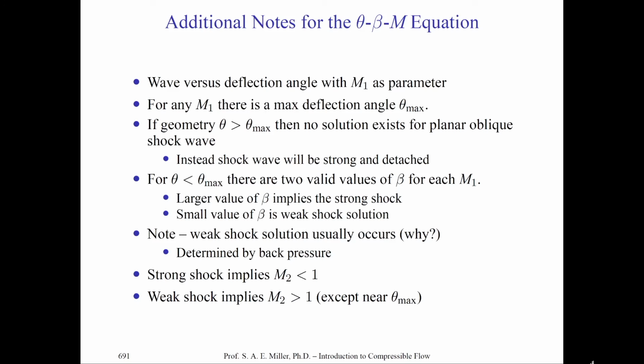Let's think about some additional notes from the theta-beta Mach number diagram. Remember, the wave deflection angle varies with M1 only as a parameter. For any incoming Mach number, there's a max deflection angle, which corresponds to the angle where there's a singular solution for beta. If the geometry, that is, theta, is greater than theta max, then no solution exists for the planar oblique shock wave, which you see in this problem. For example, for gamma 1.4, if we have theta of, say, 70 degrees, there's no solution on the chart for any Mach number. And we don't really know what happens in that case yet, but we'll discuss it momentarily.